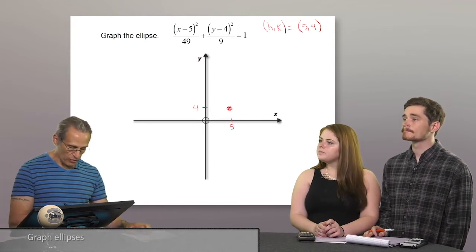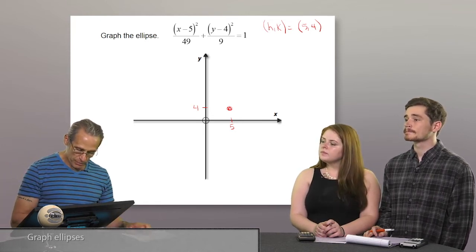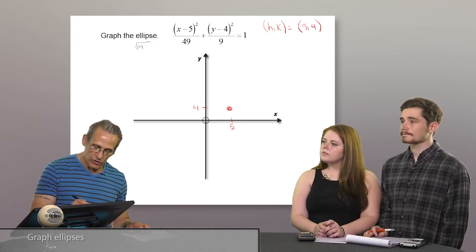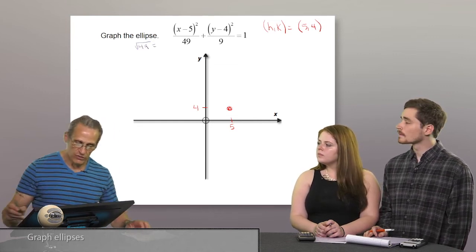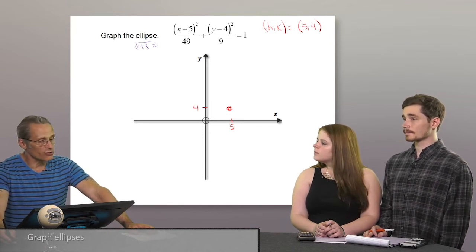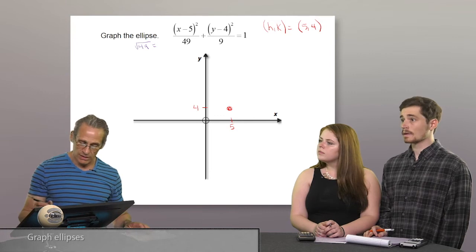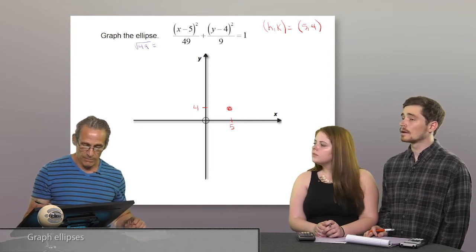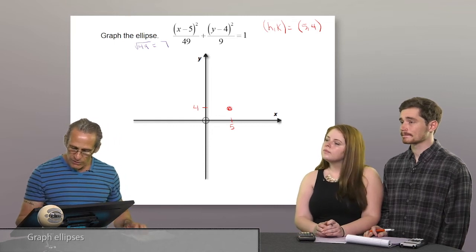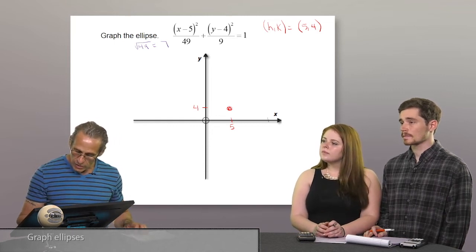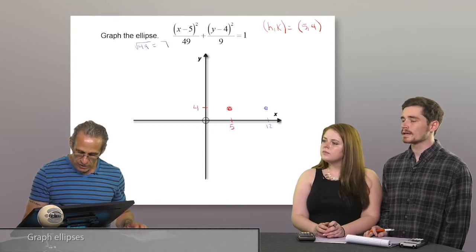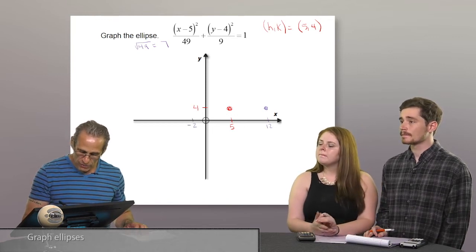Now, same set of questions as a moment ago. From the center, how far do I proceed to place my endpoints along the major axis? They're called the vertices. How far do I go from that center, left and right? 7 units, very good. So what is 5 plus 7? That's 12. And 5 minus 7 is negative 2. Very good.